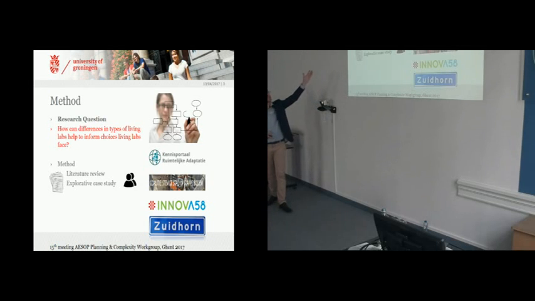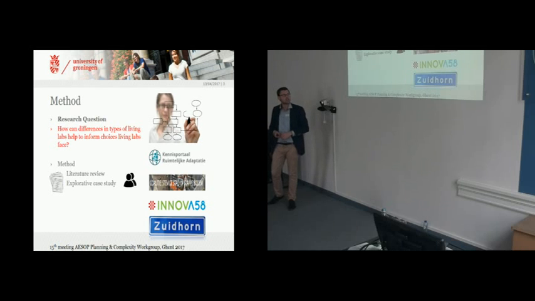So our main research question here is: how can differences in types of living labs help to inform choices living labs face? We started with an elaborate literature review, many papers and PhD theses on the matter. Yes, many people have gotten their PhD on living labs. And we did an explorative case study. We explored multiple cases just by reading them, but we also contacted the process managers of multiple living labs. I've numbered them there, and I will briefly tell about these cases, what they are.